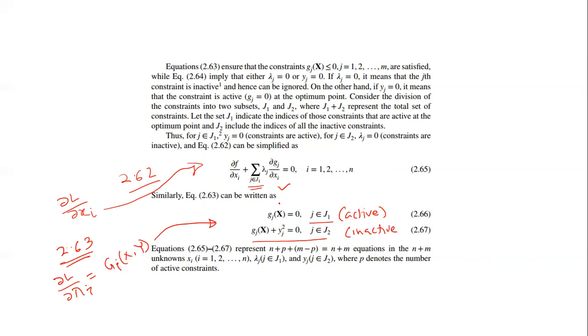So now, how many unknowns and how many equations do we have? There is no doubt there are n equations here and n unknowns here. Out of the m constraints, you can assume that p number of them are active. So the rest of them, m minus p, will be inactive. So the total number of equations becomes n plus p plus m minus p, ultimately n plus m equations, and n plus m unknowns. So we can easily solve this one.